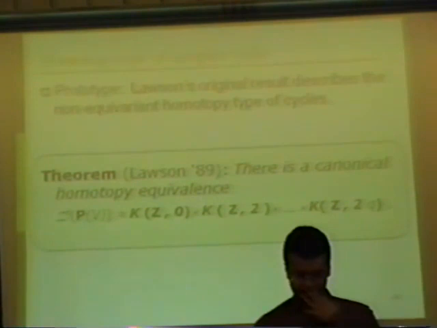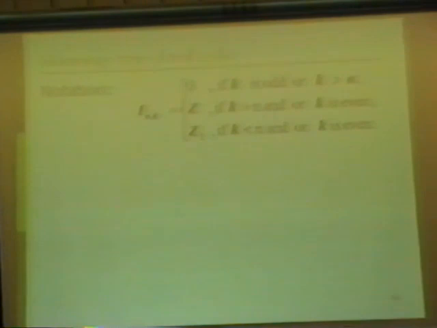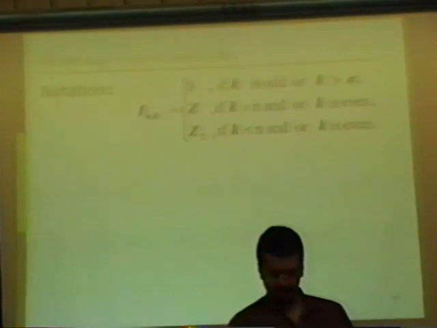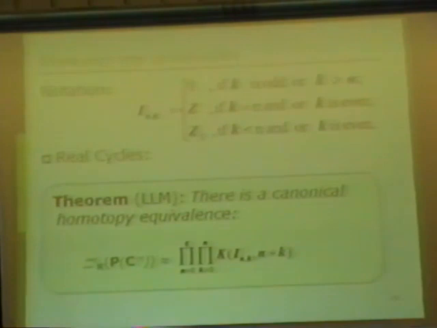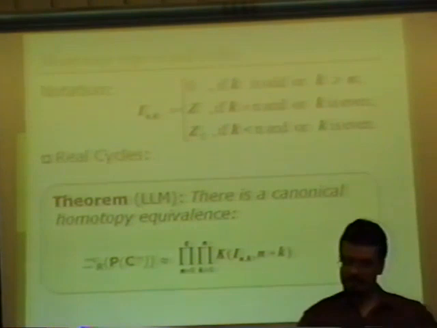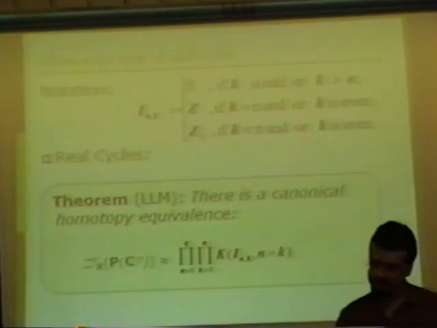So, let's try not to go so fast, I don't want to run out of transparencies. Now, I'm going to try to do the same thing as Blaine did. And this is some of our friends' work, who first established this group, the Lawson homology group. The homotopy groups of the real cycles can then be written in terms of those groups. Basically it's saying that if you look at the homotopy group of the real cycles, then it's just a sum of Z's and Z2's.